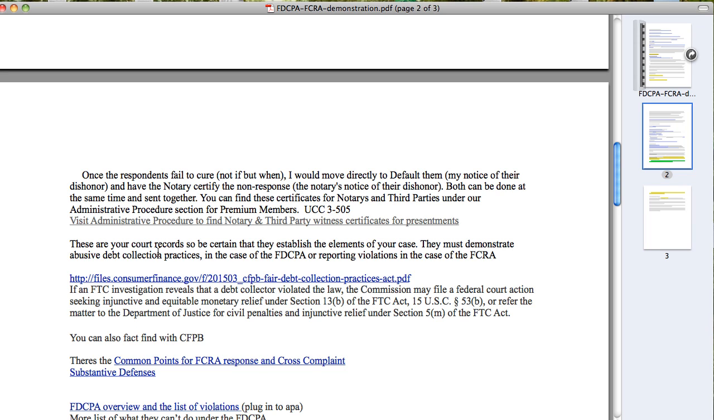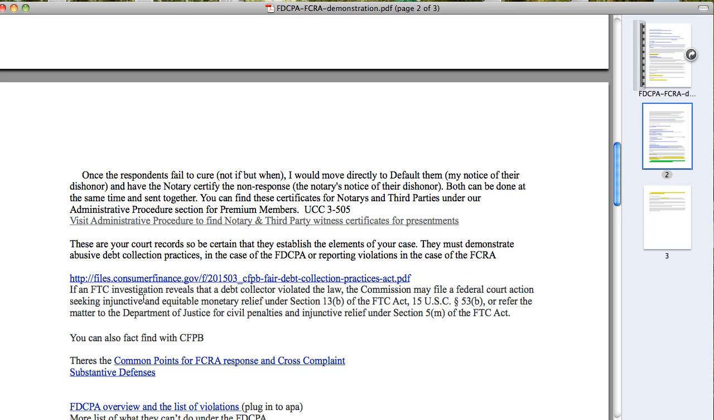These are for your records, so be certain that they establish the elements of your case. They must demonstrate abusive debt collection practices in the event of the FDCPA, or reporting violations in the case of the FCRA. So I guess what I'm trying to say is those template letters that I have are very specific as to showing defaults under the Fair Credit Reporting Act or the Fair Debt Collection Practices Act. But a lot of the abusive behavior and things that they might do might not be covered in a template letter. That's when you want to create your own record of the conversation and then send off a complaint letter detailing what took place, because now you're creating a record of facts.